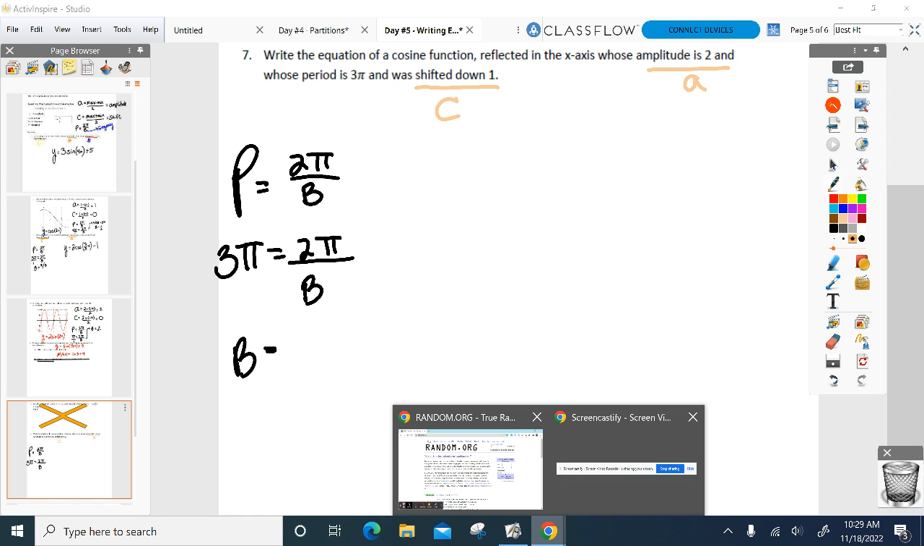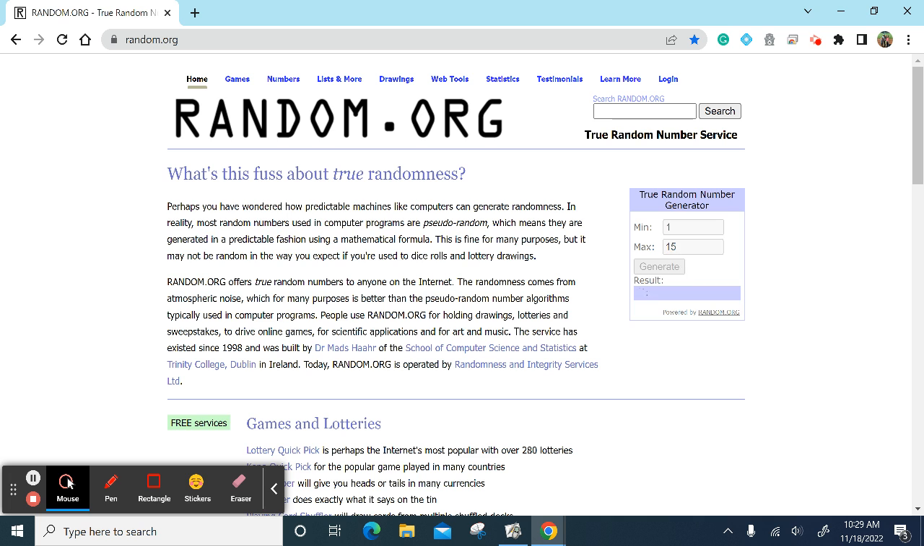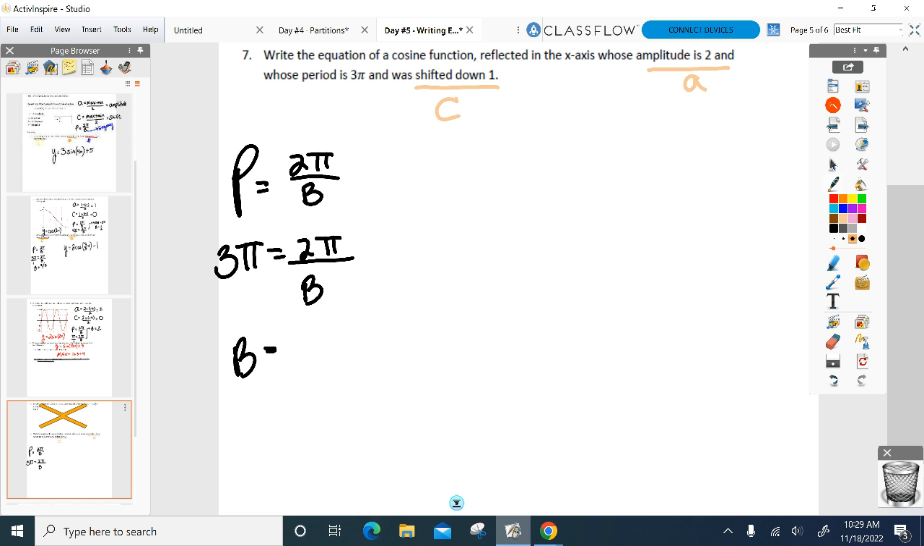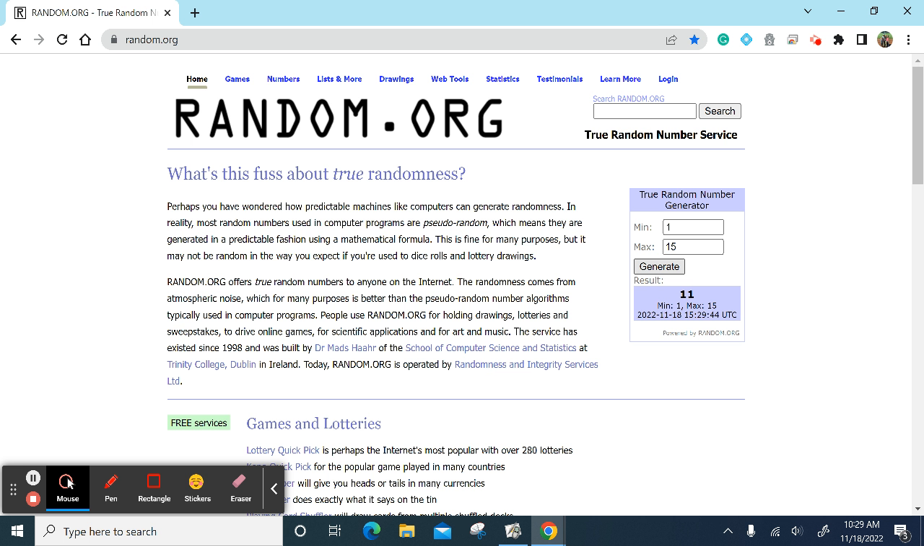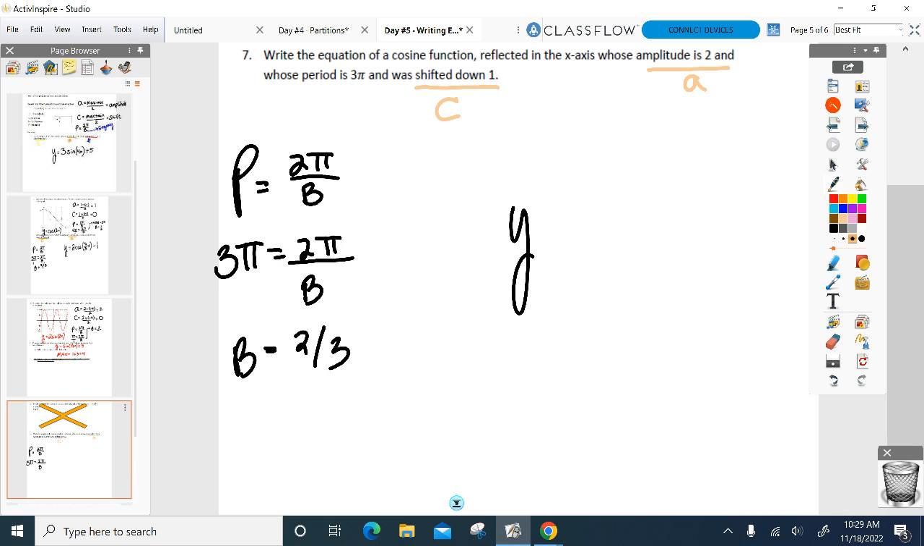What is the B value here? 2/3. Good work. 2/3. All right, ready to write the equation with me. Y equals 2 cosine 2/3 x minus 1.